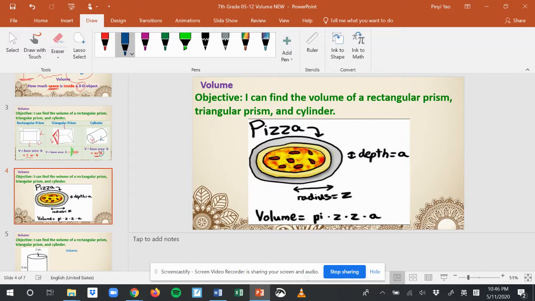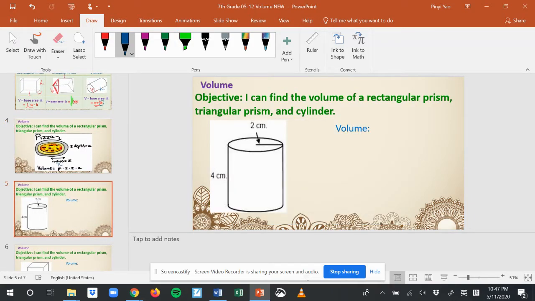So a real life example, in order to calculate the volume of a pizza, we have pi times z, where z here just means the radius of the pizza, times z, and then times the depth, which is a. Okay, now let's see some examples.